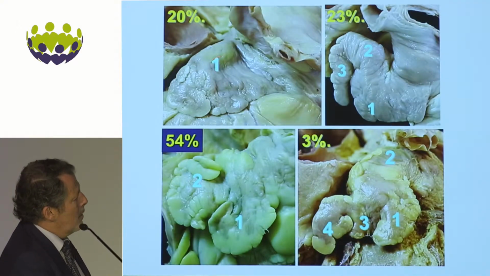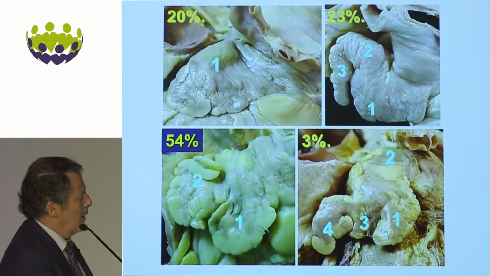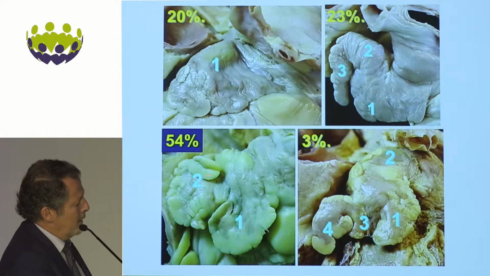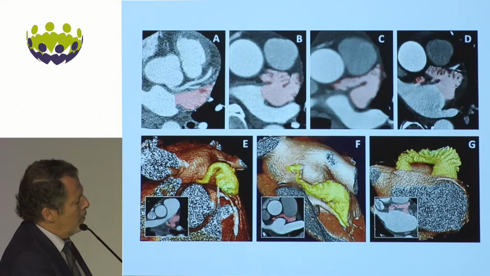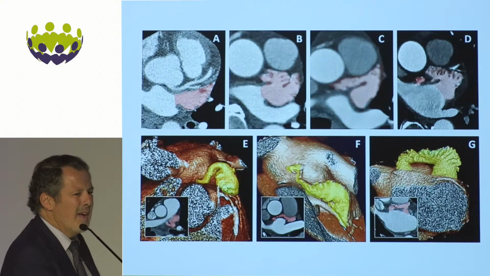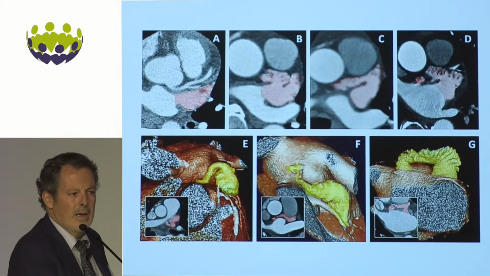Here you can see an appendage with 1 lobe, 3 lobes, and the major part, with 2 lobes, can be seen here, 54%, and this appendage with 4 lobes. This image is just to show the marked variability in the morphology of the appendage that we need to take into account during the procedure.